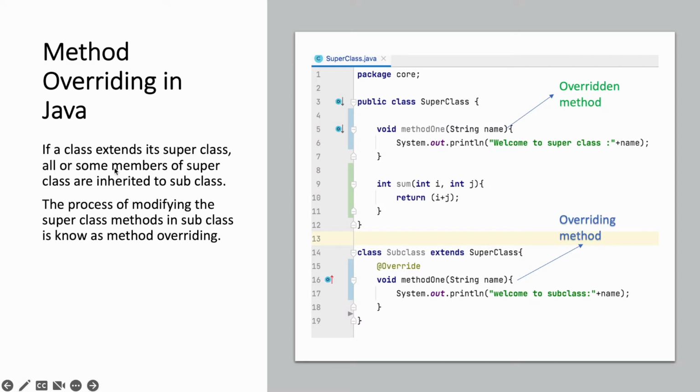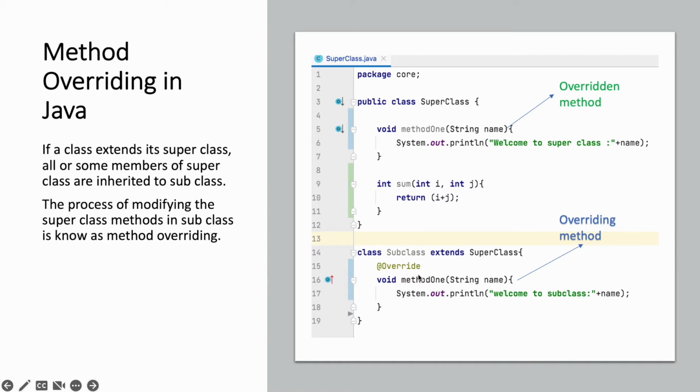If a class extends its superclass, then all or some members of the superclass are inherited to the subclass. That means when you create a subclass from a superclass, then all members of the superclass will be inherited to the subclass. Then the process of modifying the superclass methods inside the subclass is known as method overriding.